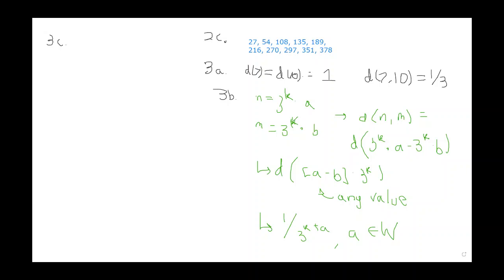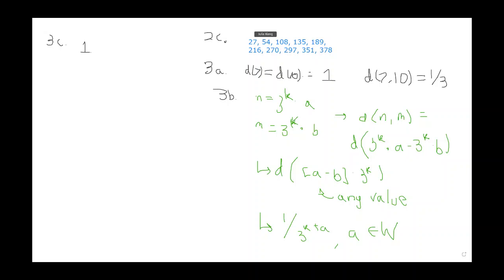17 minus m is in fact divisible by 81, correct? Right, 16 minus m would be -1 mod 81, right? So it cannot be divisible by 3, and so d of 16m is just equal to 1. So 1 is your only possible value. Very good. Okay. So far so good.